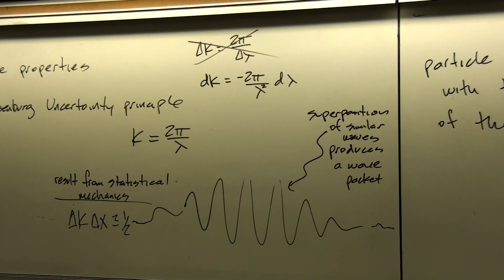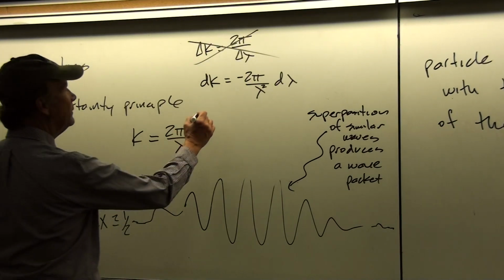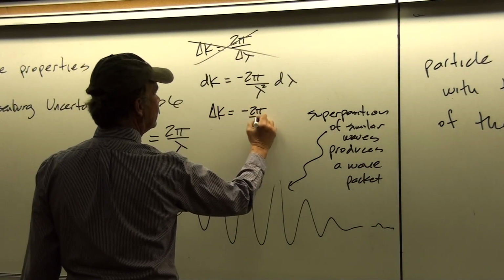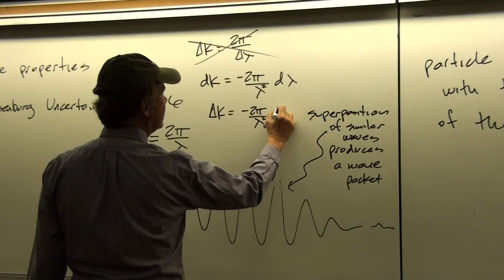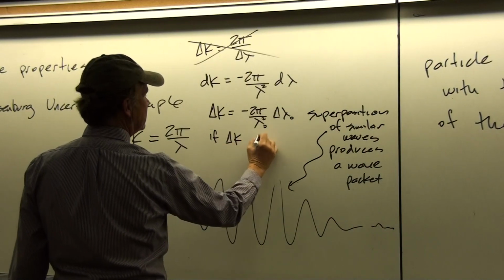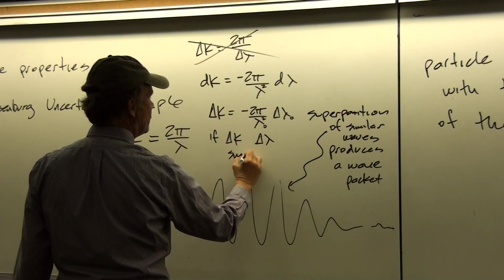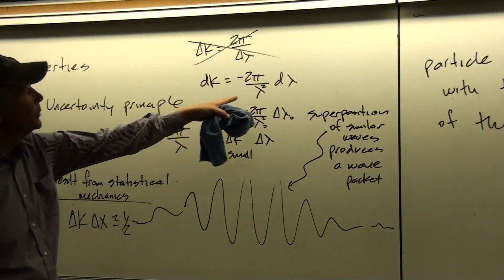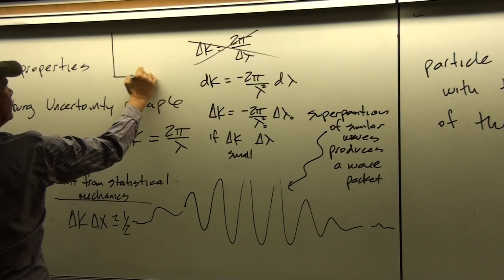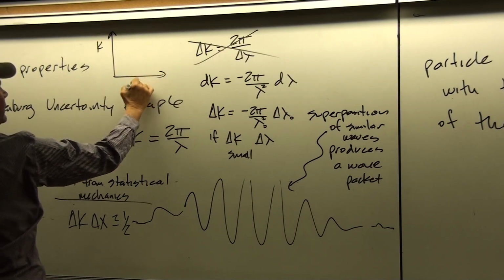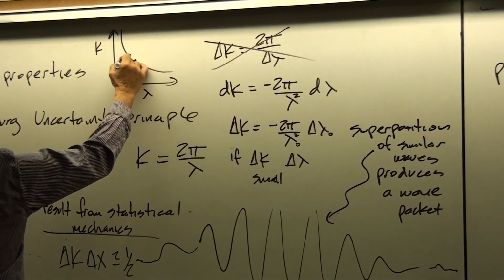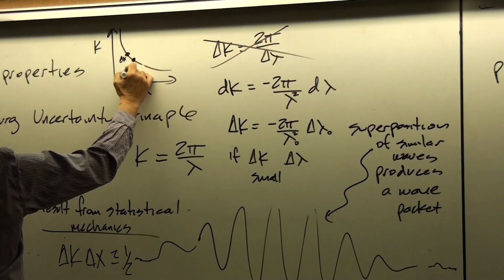Okay, and for small changes in k and lambda, we can say that delta k is equal to minus 2 pi over lambda naught squared times delta lambda, if delta k and delta lambda are small. In other words, we're close to the slope of the curve. If k is 1 over lambda, we plot it like this, k versus lambda, k looks like 1 over lambda, and then we go from this point to that point, and this is delta k, this is delta lambda.